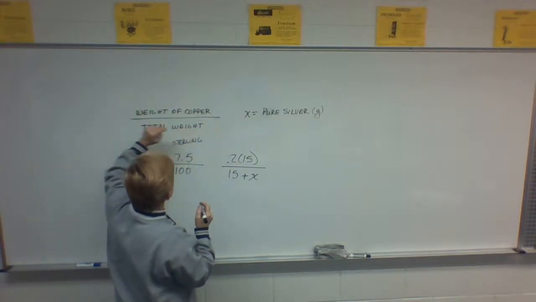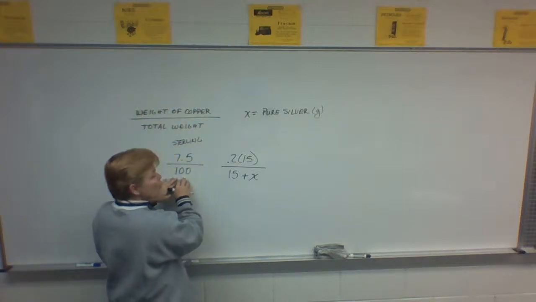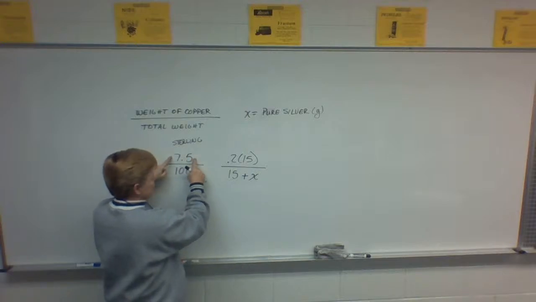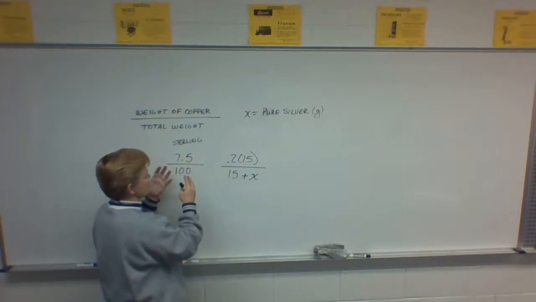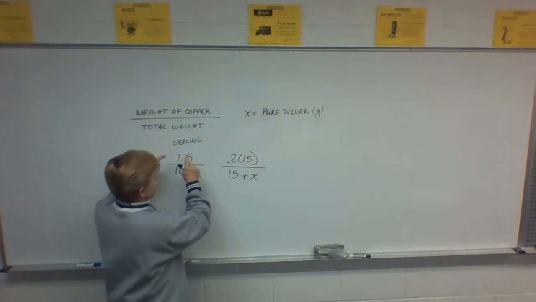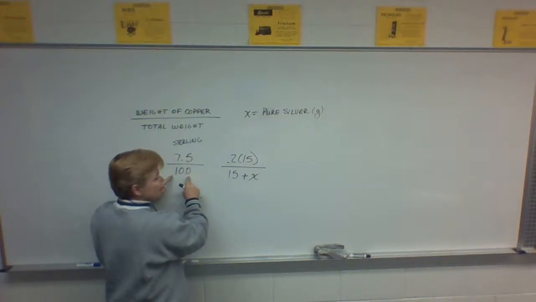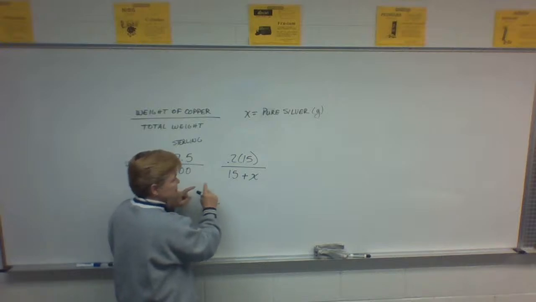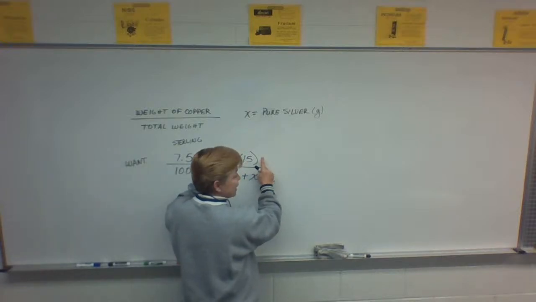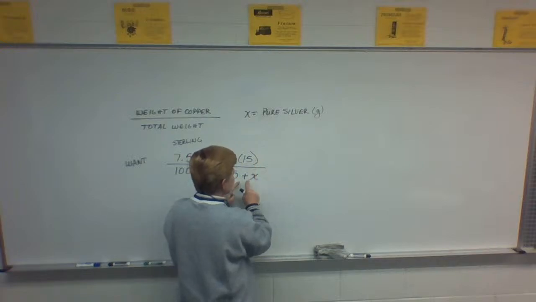The weight of the copper to total weight. This is what we want: the weight of the copper to be 7.5 to 100. It may be measured in grams or kilograms, it could be measured in anything, but the ratio is 7.5 to 100, copper to total. This is also copper that we have right now. We're not adding any more copper, so this stays the same amount. This will be the total weight after we add the silver. So this is copper to total also.